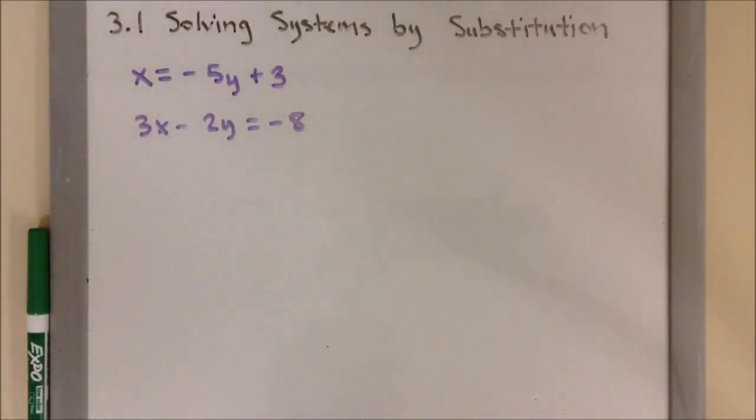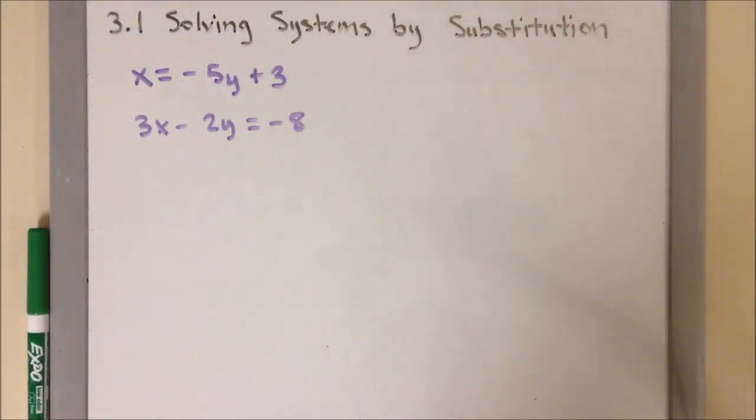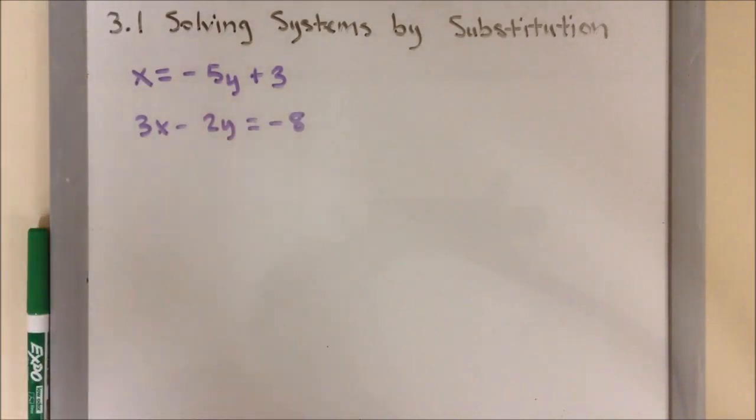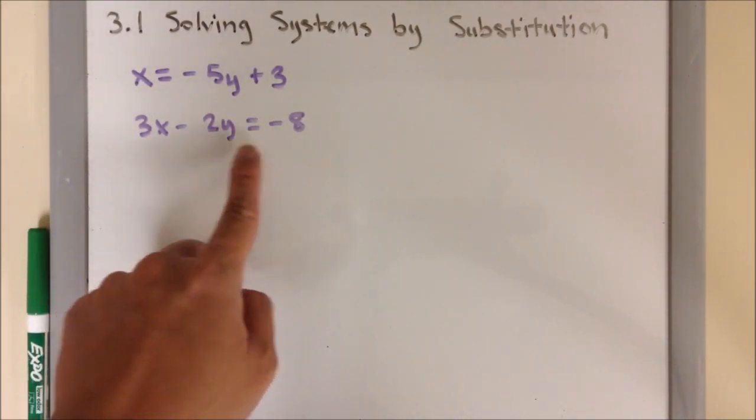So we're going to work with some examples of solving a system of equations by substitution. Just to review, substitution means to plug in or replace the designated variable. Here's our first example. Our first equation is x equals negative 5y plus 3. Our second equation is 3x minus 2y equals negative 8.